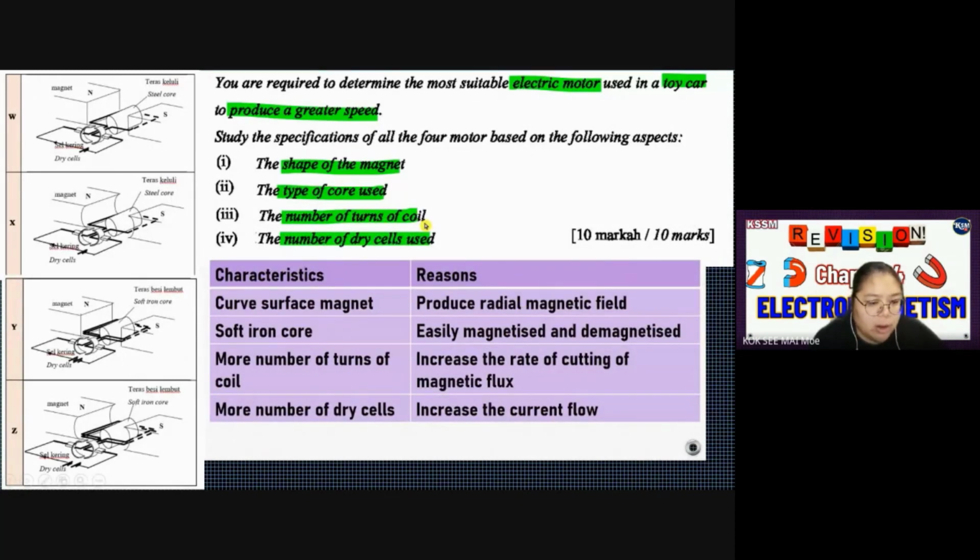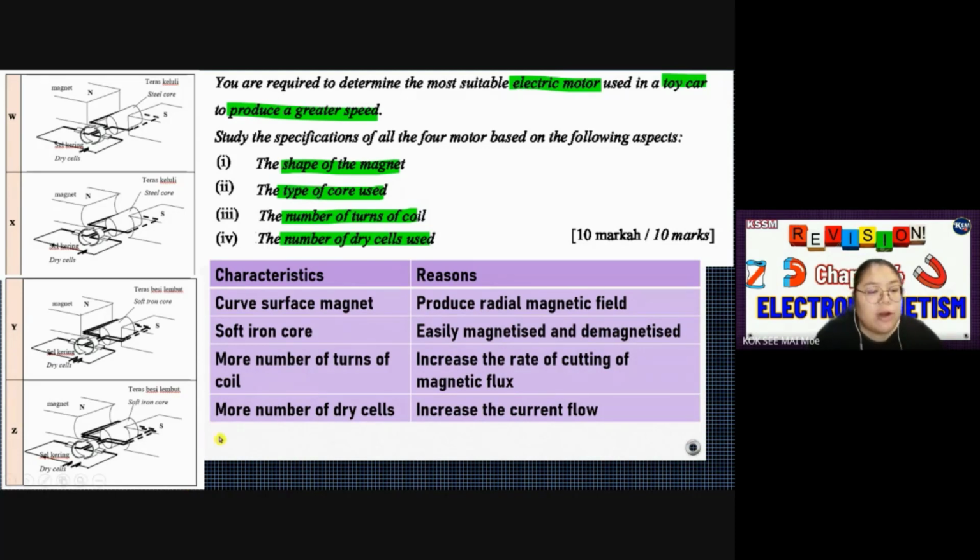Number of turns of the coil, we need more. Don't mention whether you want double or single. Just say more. More number of turns of coil increases the rate of cutting magnetic flux. You can see when I put this one, the answer is sure another one. So they're just like partners. When you say more, that means you understand already. When I put the characteristic, what is the reason? Reason is already a fixed one. When I say curved, the reason is a radial magnetic field. When I say soft iron, then you must know the answer must be easily magnetized and demagnetized.